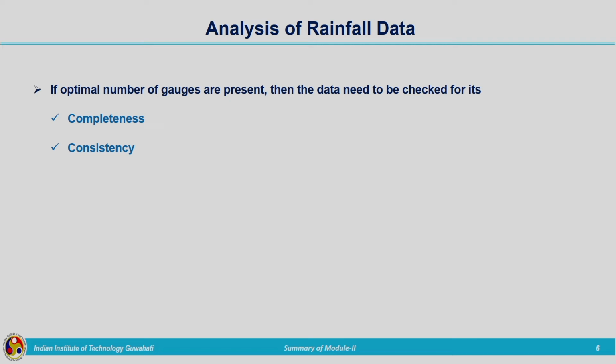In India, we will be making use of the data from the Indian Meteorological Department. Whether the data is complete or not, we will be checking the completeness of the data series. If there are certain missing data, there are different methods we have found to fill up the gap or find out the missing data. And regarding consistency, whether the data series which we have collected for hydrologic analysis is consistent or not, that consistency check is done by means of the mass curve method and double mass curve method.